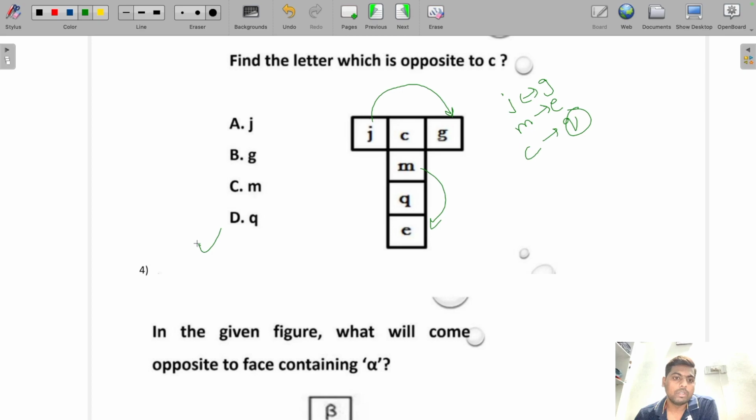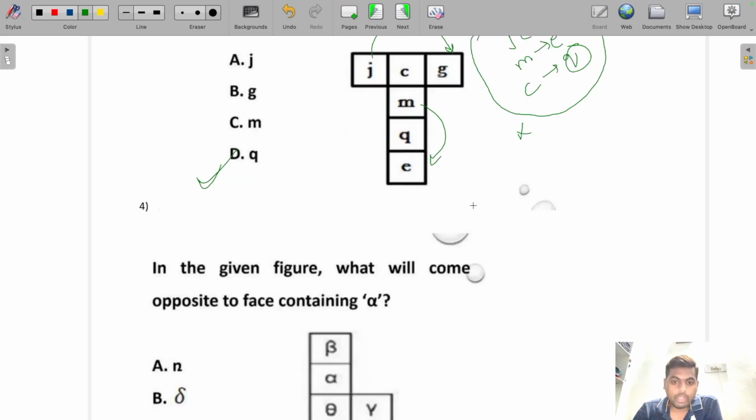Q. I am writing this for understanding purposes only. In the exam you should not write this step. You can directly see J is opposite to G, C is opposite to Q, so the answer will be Q. You need to do it like that only.